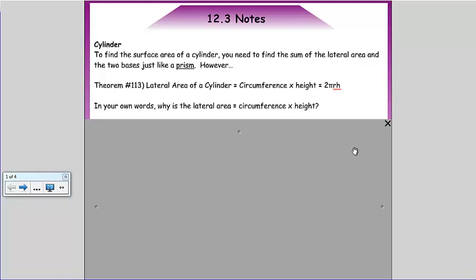So the first one we're going to look at is one that you dealt with before, and that's a cylinder. To find the surface area of a cylinder, you need to find the lateral area and the two bases, very similar to a prism. The lateral area, though, since it's circular, is under the formula circumference times height, which might be known as 2 pi r h if you remember some of the formulas you memorized back in Algebra 1 for this. In your own words, we're going to look at why the lateral area is the circumference times the height.